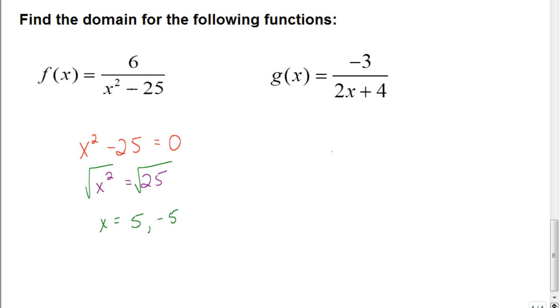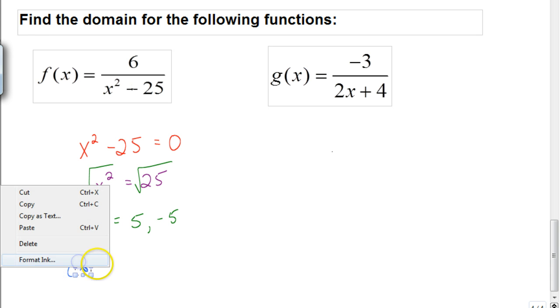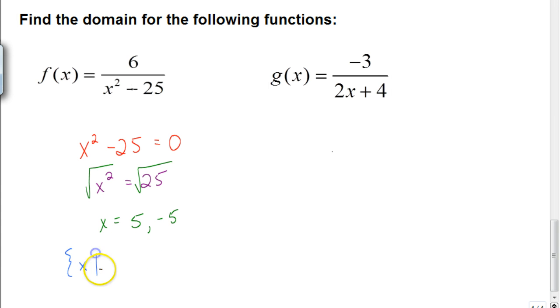So the way that we would write our answer using set builder notation would look like this. We'd say the domain would be the set of all x's such that x cannot equal positive or negative 5. That's how you could write your answer. You technically don't have to write down the words all real numbers, but if you want to include all real numbers except x cannot equal positive or negative 5, that would be fine. But you could also write it this way: the set of all x's such that x cannot equal 5 or negative 5.